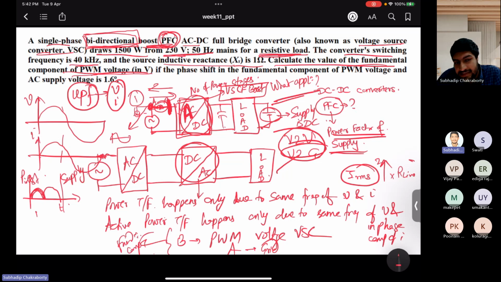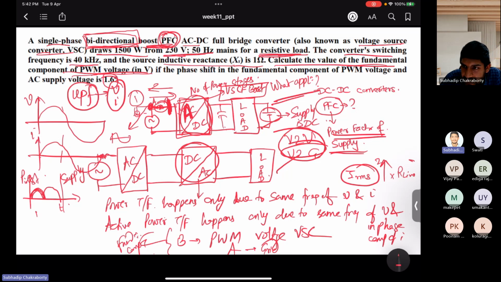So can anyone tell me what is the expression of power transfer between points A and B? Point A voltage I know, point B voltage I need to identify, that is being asked in the question. Now point B voltage fundamental is the reason for active power transfer. And also I know the inductive reactance. Can anyone spot? And the phase shift is given, right? 1.6 degree. Can anyone spot?